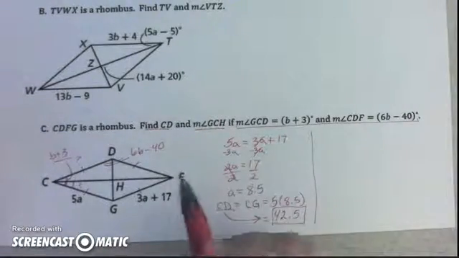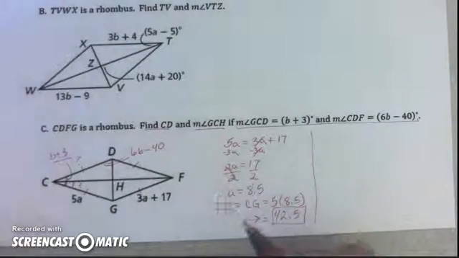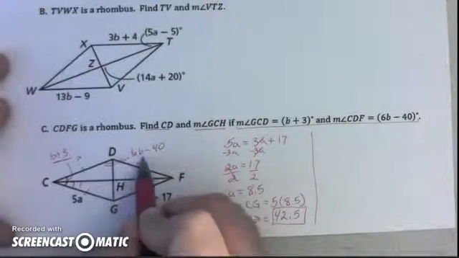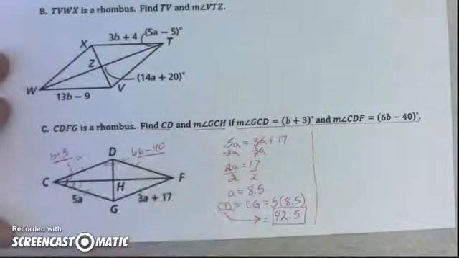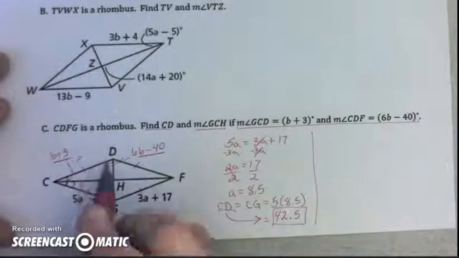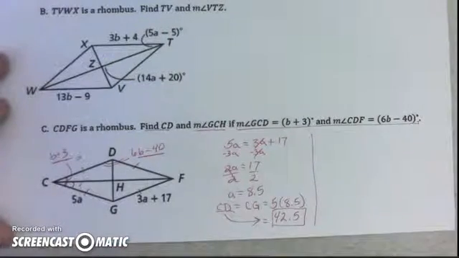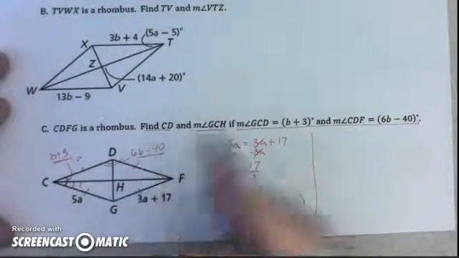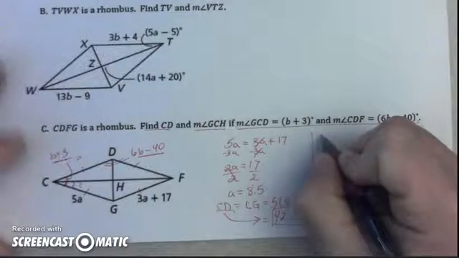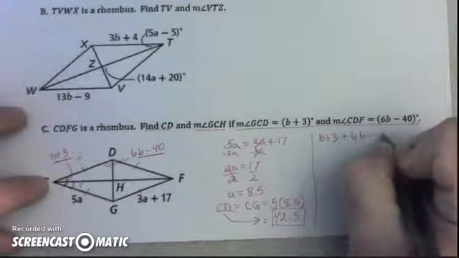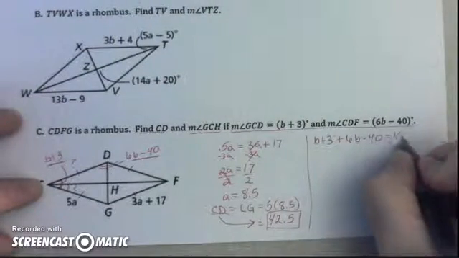Now, we need to remember, a rhombus is also a parallelogram. Angles C, right here, and D, that we've marked with these two, are not opposite angles, so they are not congruent. We do not want to say this equals this. But they are consecutive angles, and I need you to remember that consecutive angles are supplementary. That means this value plus this value should equal a total of 180 degrees. So I'm going to say B plus 3 plus 6B minus 40 equals 180.